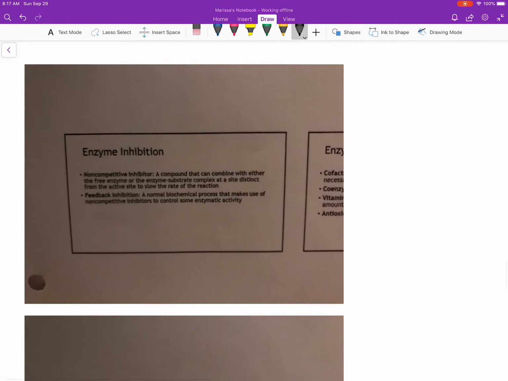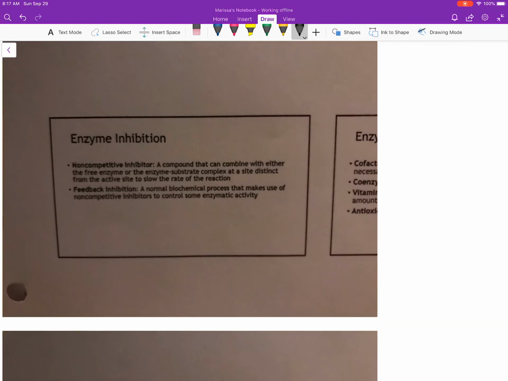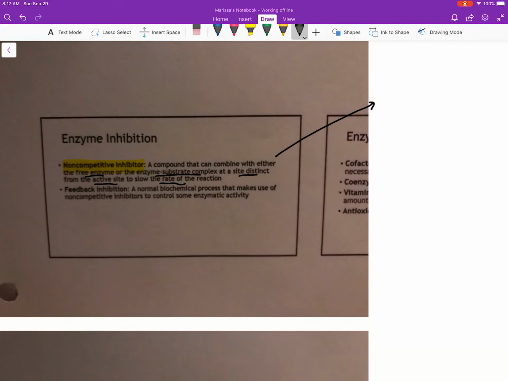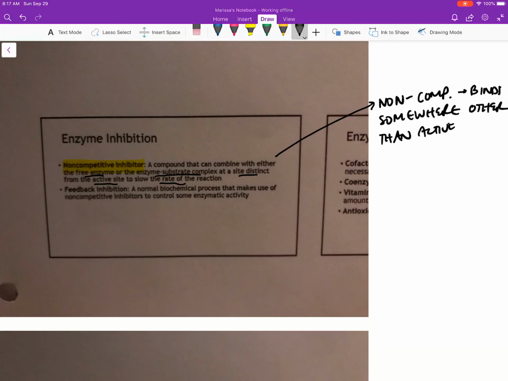All right, non-competitive inhibition. A non-competitive inhibitor is a compound that can either combine with the free enzyme or the enzyme-substrate complex at a site distinct from the active site, which slows the rate of reaction. So the difference between competitive and non-competitive is that the non-competitive inhibitor binds somewhere other than the active site, whereas the competitive inhibitor binds at the active site.